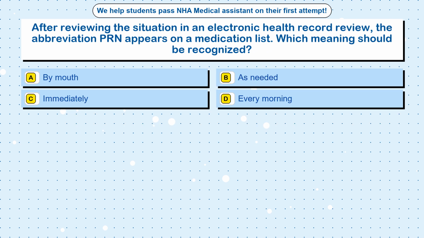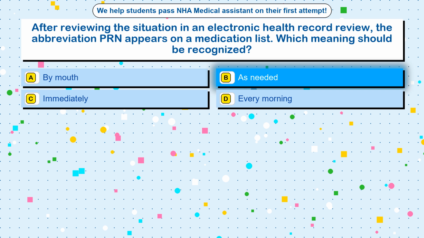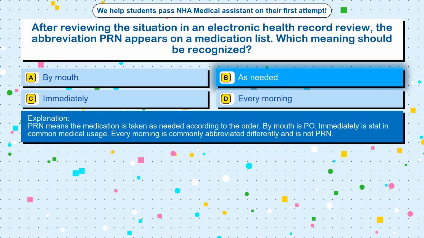Question 88. After reviewing the situation in an electronic health record review, the abbreviation PRN appears on a medication list. Which meaning should be recognized? Option A. By mouth. Option B. As needed. Option C. Immediately. Option D. Every morning. The correct answer is option B. As needed. PRN means the medication is taken as needed according to the order. By mouth is PO. Immediately is stat in common medical usage. Every morning is commonly abbreviated differently and is not PRN.